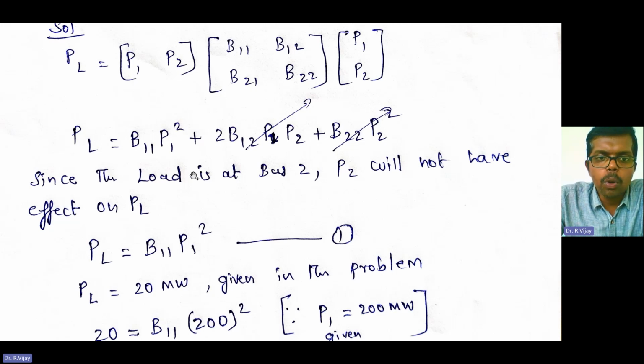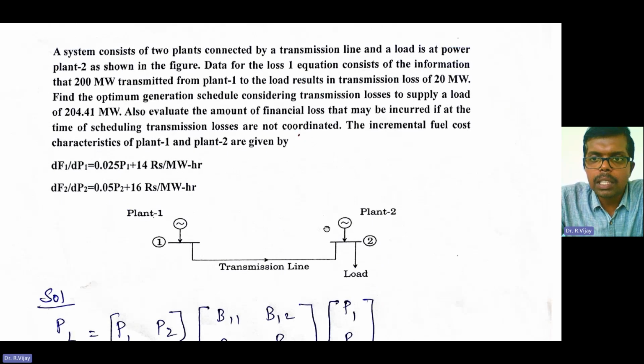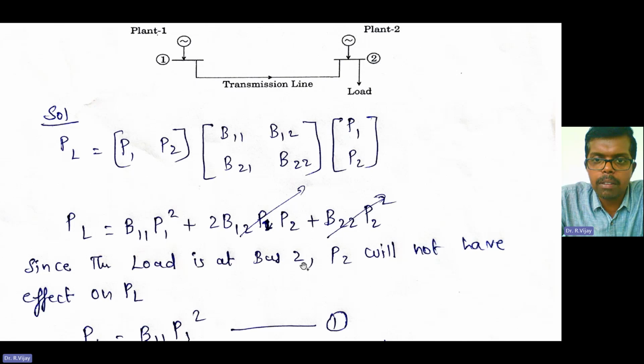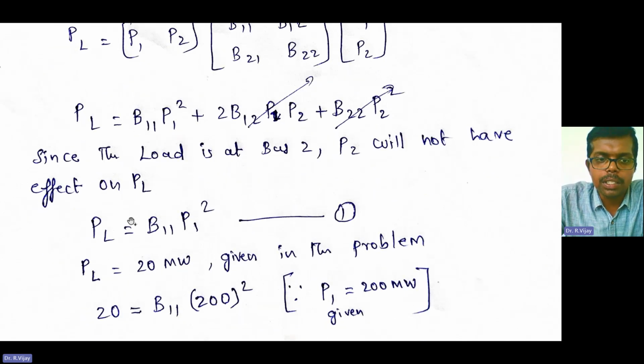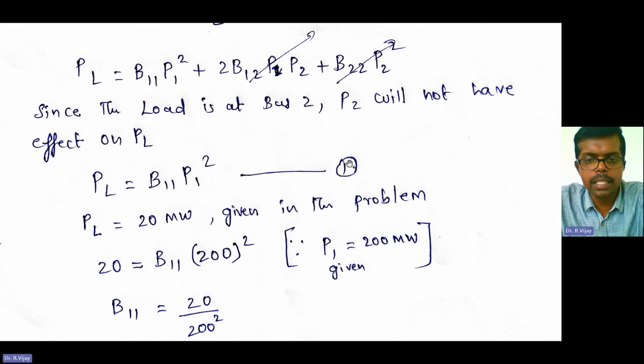Now, since the load is at bus number 2, as already given clearly in the problem, the load is at power plant 2, as shown in the figure. So since the load is at bus 2, that is power plant 2, P2 will not have much effect on this power loss. So in the PL equation, we need to neglect the P2 terms. Only the P1 factor alone comes under this loss coefficient equation. So PL is equal to B11 into P1 squared. Take this as equation number 1.